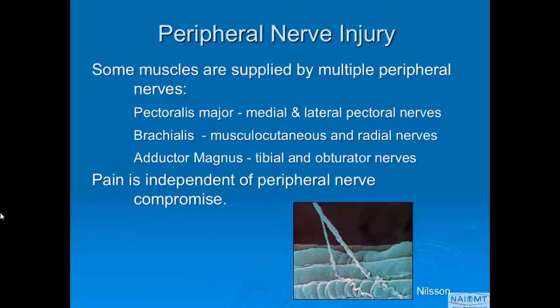In peripheral nerve injury, we need to remember there are a few muscles out there that are supplied by multiple peripheral nerves, pectoralis major, brachialis, and adductor magnus among them. In these muscles, the pattern may be a little bit less clear when one of the two peripheral nerves is impacted. Pain is independent of peripheral nerve compromise, although in peripheral neuropathy caused by vascular or chemical damage to the nerve, it is quite common.